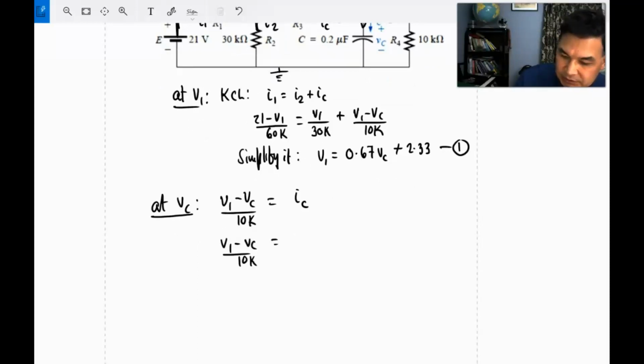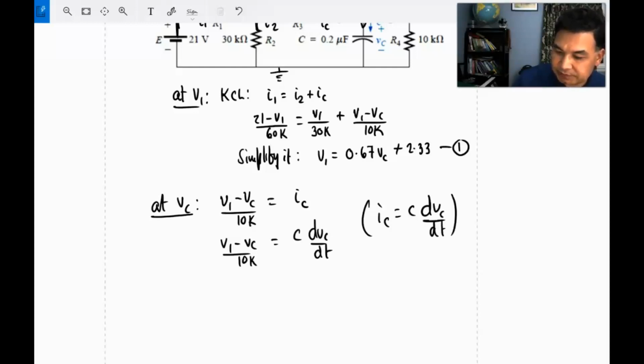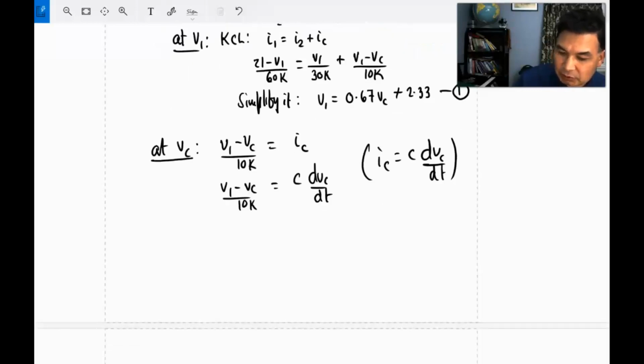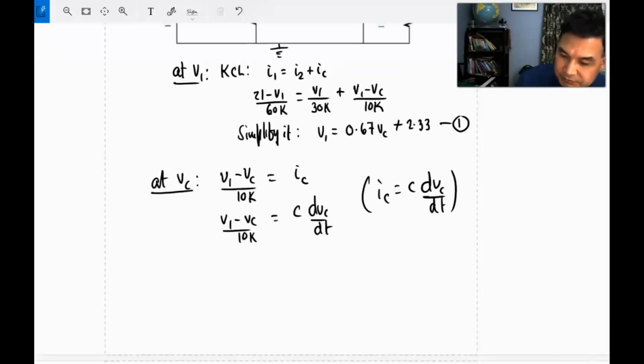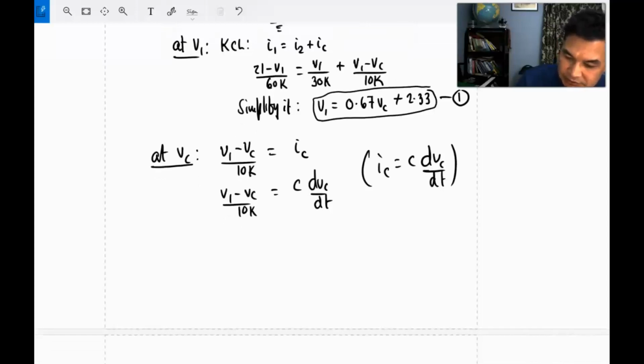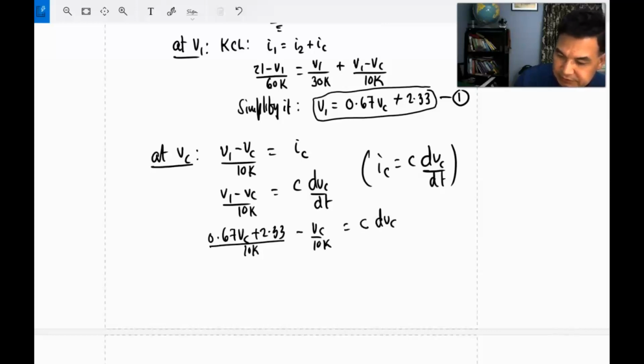So in terms of capacitance, this is C dVC over dt, because the current through the capacitor is C dV over dt. So you can set up a differential equation here. First you have to eliminate V1 from here. So V1 is 0.67 VC plus 2.33, divided by 10K, minus VC over 10K, is C dVC over dt.